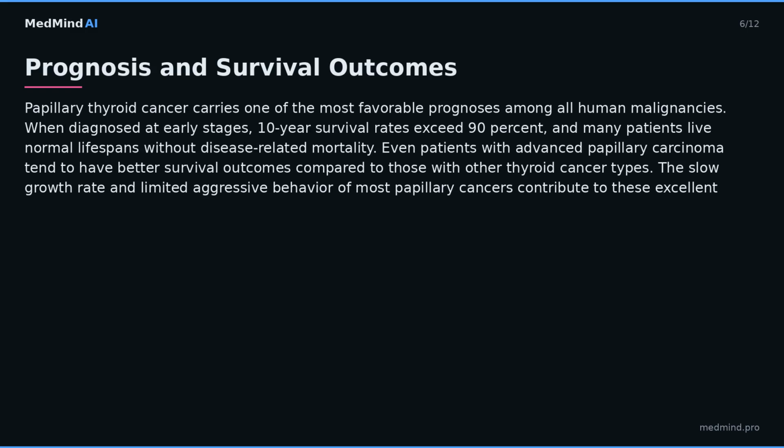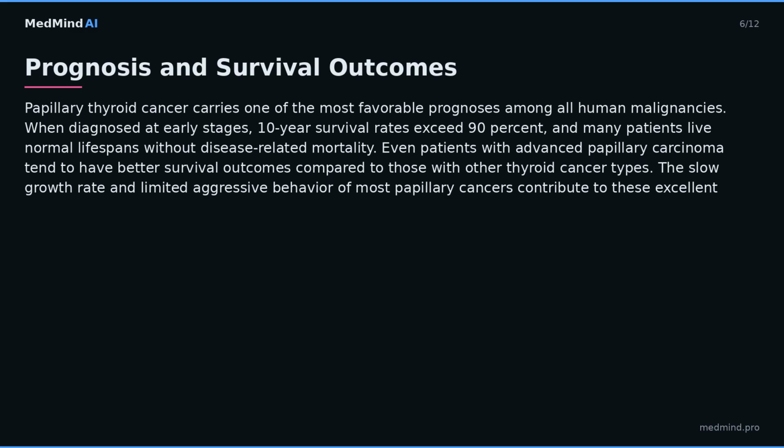Prognosis and survival outcomes. Papillary thyroid cancer carries one of the most favorable prognoses among all human malignancies. When diagnosed at early stages, 10-year survival rates exceed 90%, and many patients live normal lifespans without disease-related mortality. Even patients with advanced papillary carcinoma tend to have better survival outcomes compared to those with other thyroid cancer types. The slow growth rate and limited aggressive behavior of most papillary cancers contribute to these excellent long-term outcomes.